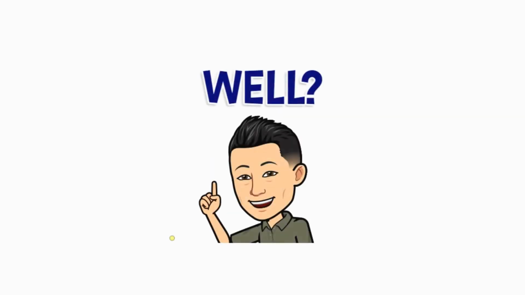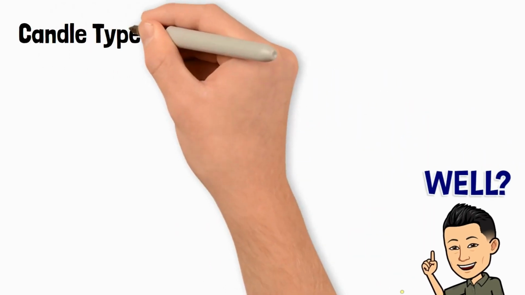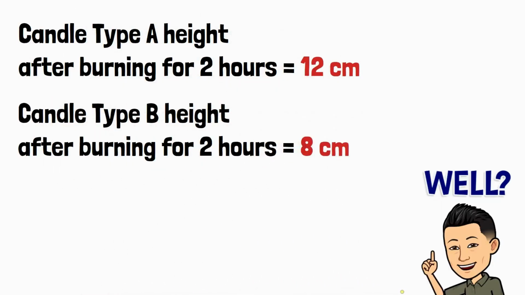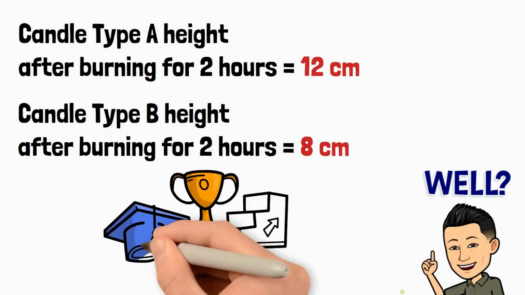Ten more seconds. Well, how did it go? If you said that candle type A will be 12 centimeters tall and candle type B will be 8 centimeters tall, then you're right. Great job.